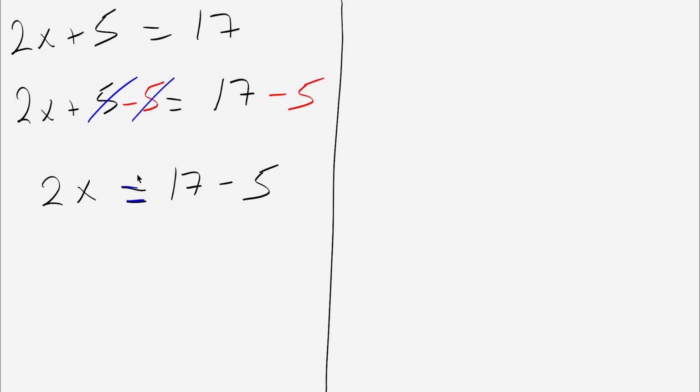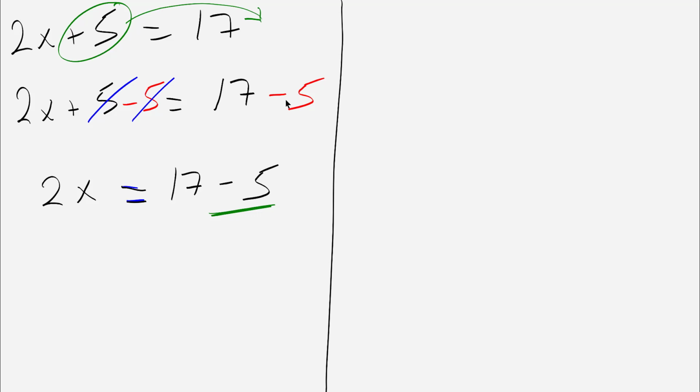So if we ignore the second line for a second and we just go straight from the first line to the third line, what it looks like has happened is the plus 5 has moved to the other side of the equals sign and become a minus 5. A lot of teachers teach it that way, and it's important that you understand that that's really just a result of subtracting 5 from both sides.